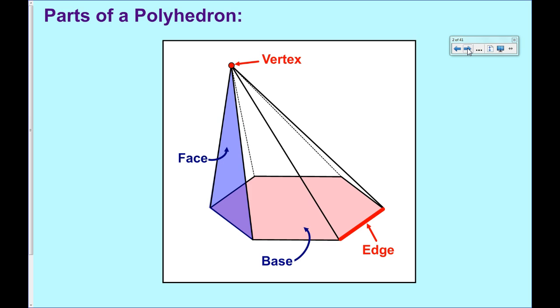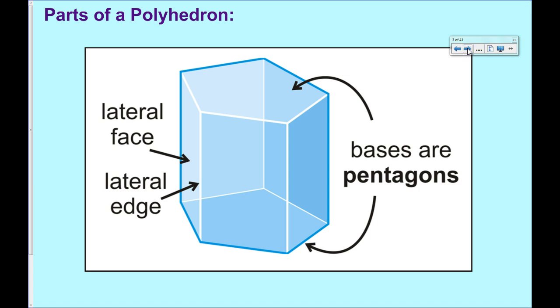of a polyhedron. So just to remind you, vertex, face, base, and edge. To that, we're going to add little descriptors that are a little more specific. So you have the base of a polyhedron, but in a prism, there are also lateral faces and lateral edges. Those are the pieces that are not a part of the base. So the lateral faces would be the non-base faces, and the lateral edges would be the edges of the polyhedron that are not part of the base.